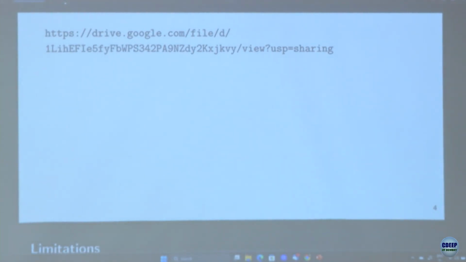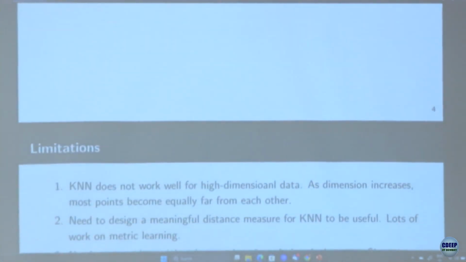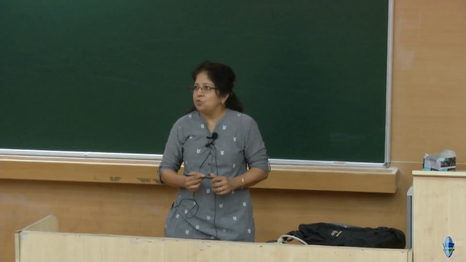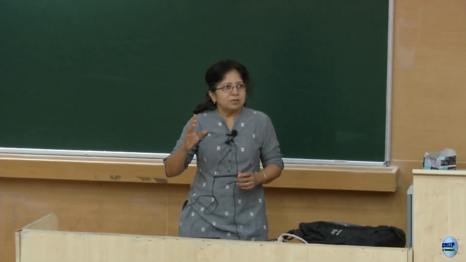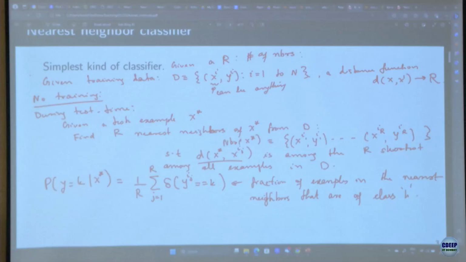So anytime you try to think about what the nearest neighbor classifier does, think about this adage that a man is known by the company he keeps. So if you find groups of examples which are similar, then whatever is the class distribution among the examples which are similar in the training set, that is the class distribution that you will be predicting. How many of you remember what nearest neighbor classifiers are? You don't remember. Okay, then let me just quickly present this part.